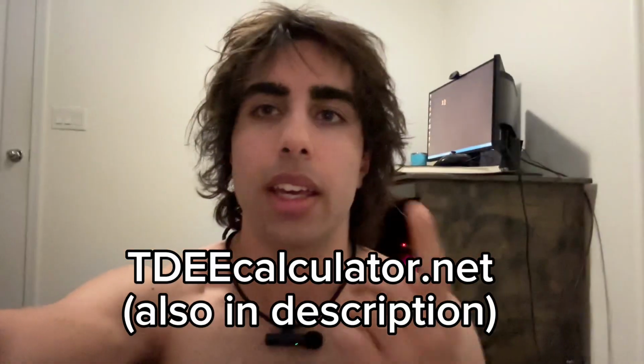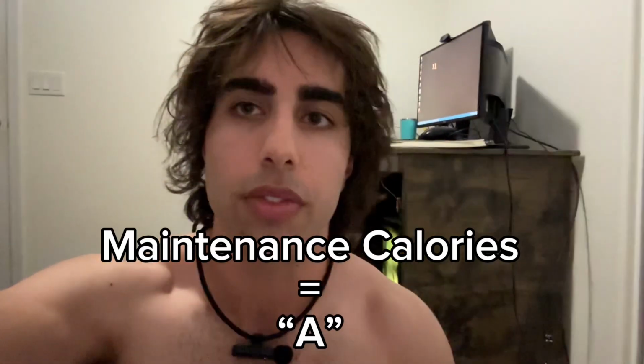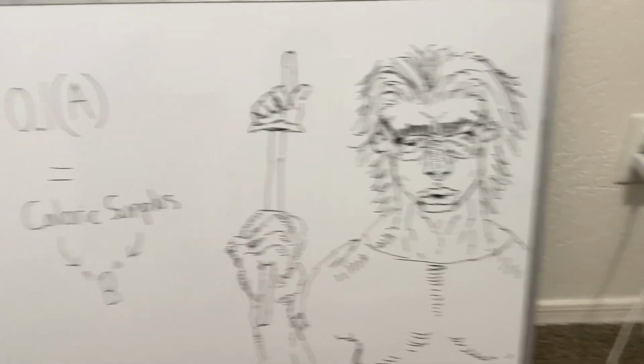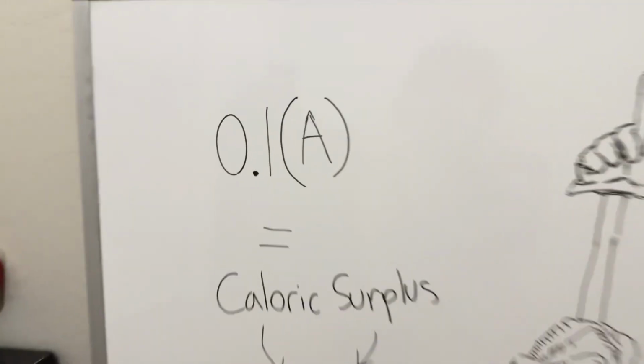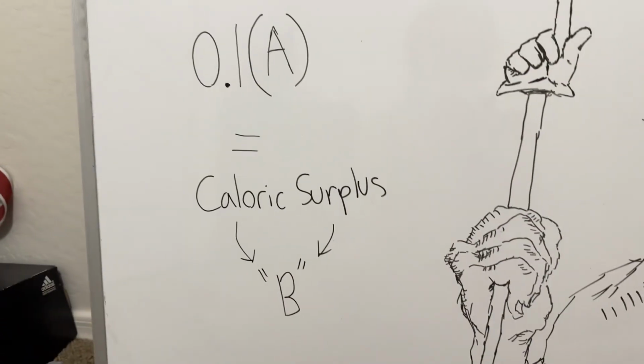Open up this website called tdeecalculator.net. And once you're there, calculate your maintenance calories. We're going to call this number variable A. And once you have that, calculate 10% of that number. So it's going to be 0.1 times A.